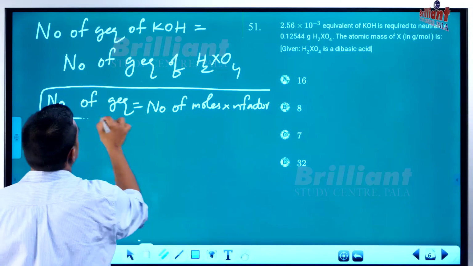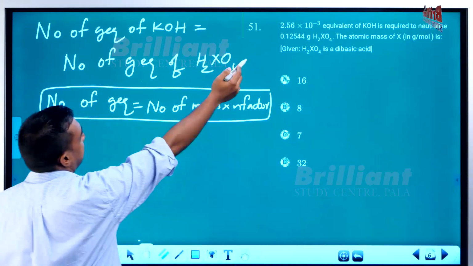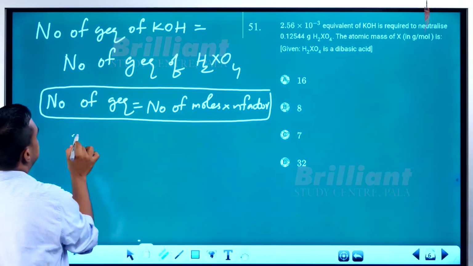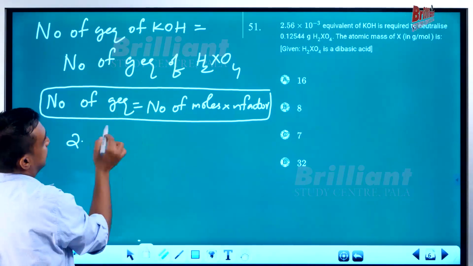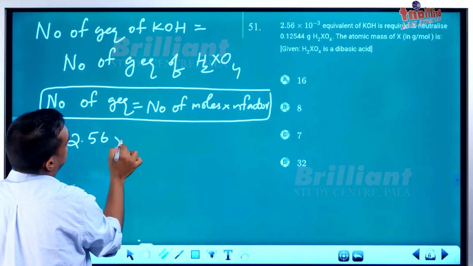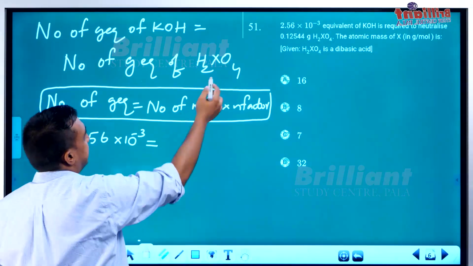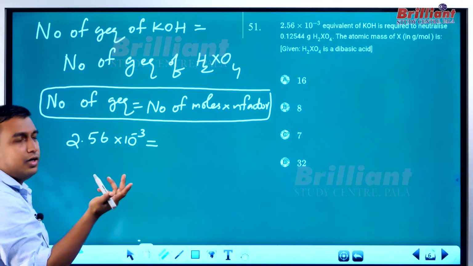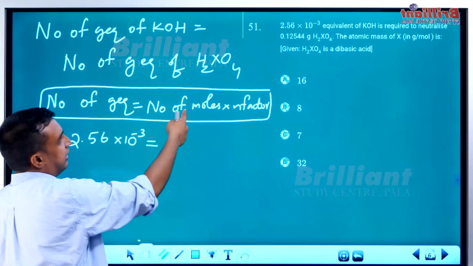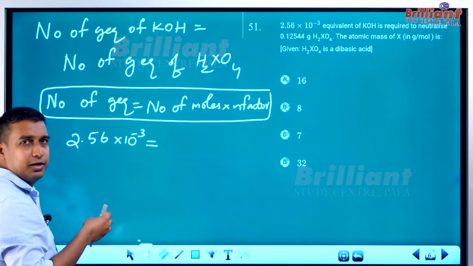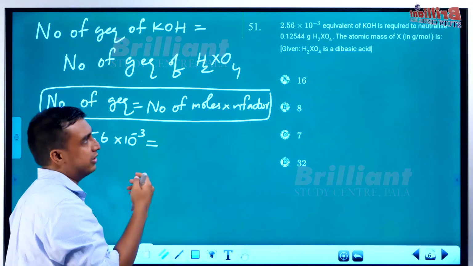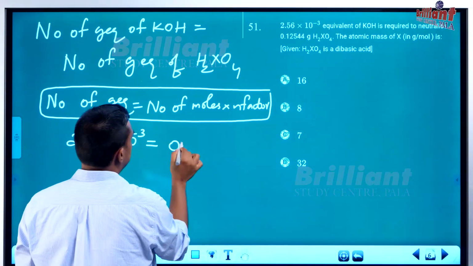Now the number of gram equivalents of NaOH has been given to us. So I can write the KOH, which is given, 2.56 into 10 power minus 3, is equal to the number of gram equivalents of H2XO4, which we do not know. But we can connect it with the number of moles into n factor. Number of moles is weight by molecular weight. So what is the weight taken here?